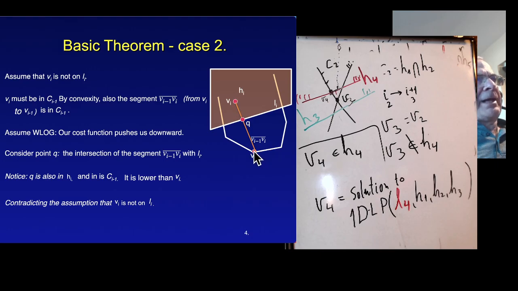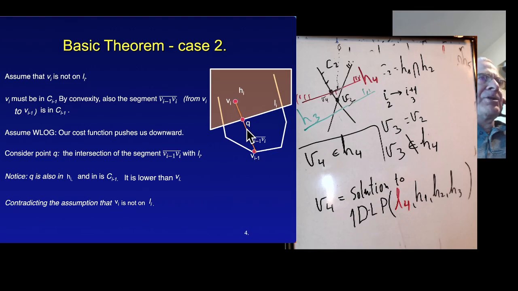What about Vi minus 1? It's inside all the half planes, excluding Hi. Why excluding? Because I know that Vi minus 1 violated Hi. I had to change the optimum to upgrade it to something that was actually not as good as Vi minus 1. Now, look at this segment that goes from Vi minus 1 all the way to Vi.